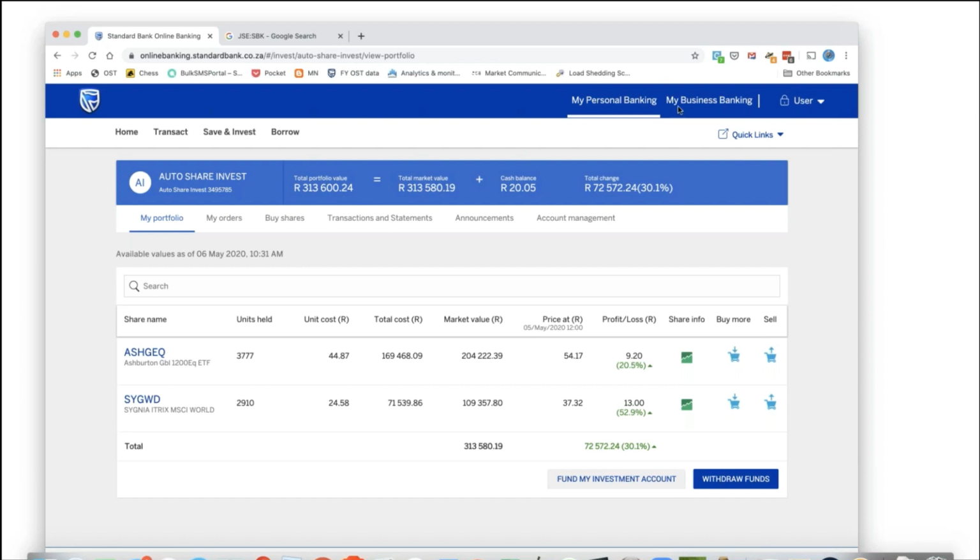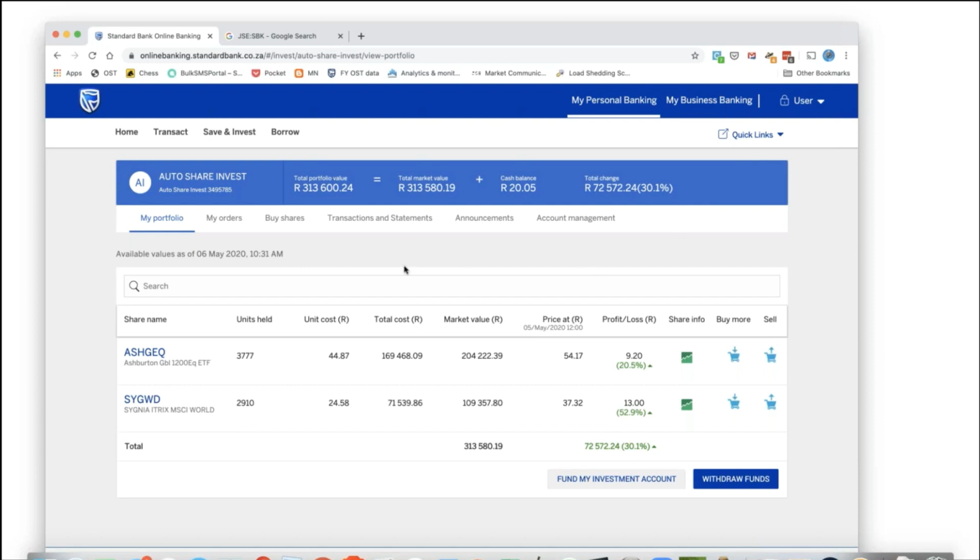Cash balance left in the account, a modest 20 Rand and 5 cents, slightly up on what it was previously. And what obviously happened there is I said buy 10,000, but at 55 ZAR, what is that rounding error going to be? And hence we ended up getting a little under 10,000 ZAR.